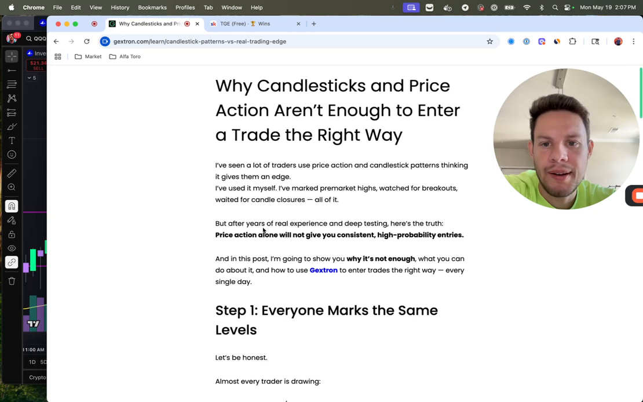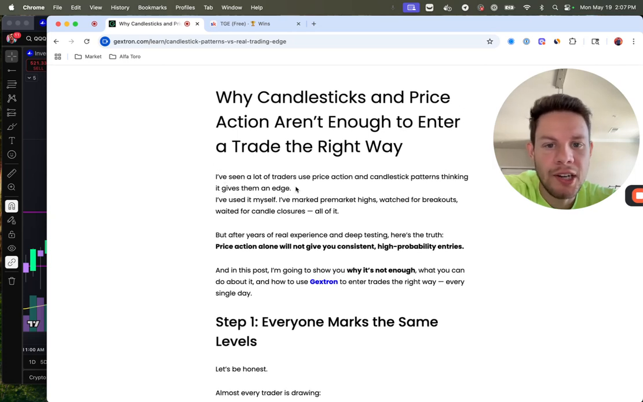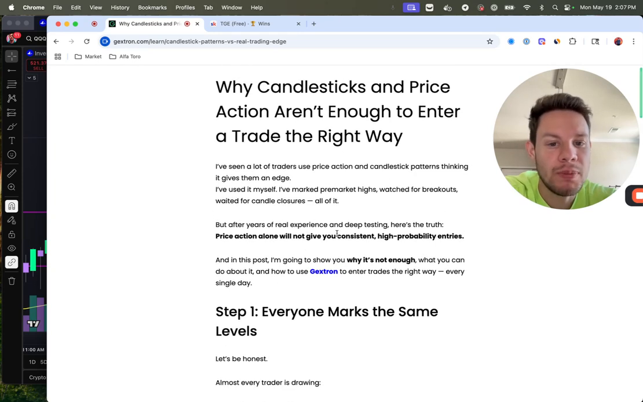So here's the article that I wrote. I said, I've seen a lot of traders use price action and candlestick patterns, thinking it gives them an edge. I've used it myself. I've marked pre-market highs, watched for breakouts, waited for candle closures, all of it. I've done all of that. But after years of real experience and deep testing, here's the truth: price action alone will not give you consistent high probability entries.